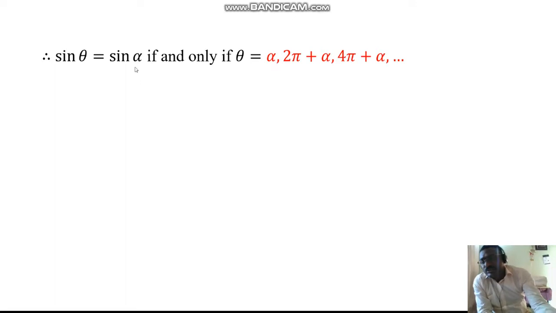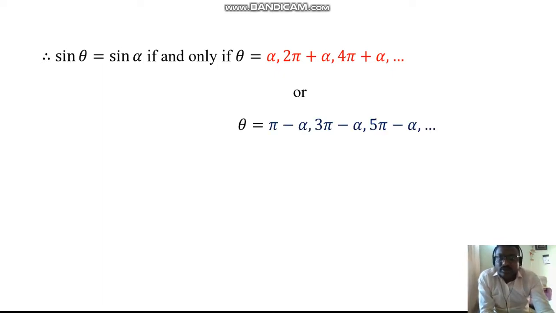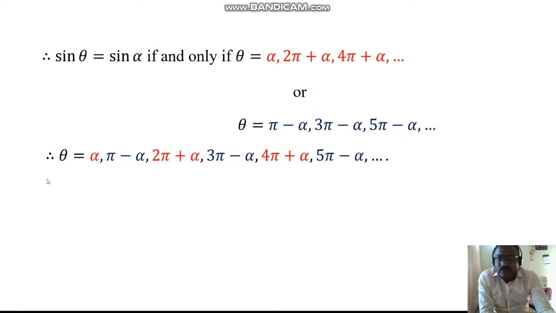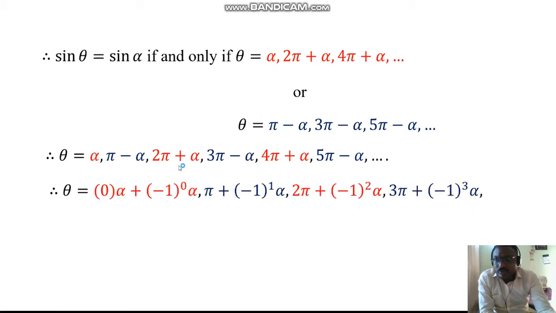Therefore sin theta is equal to sin alpha if and only if theta is equal to alpha, 2 pi plus alpha, 4 pi plus alpha, and so on, or theta is equal to pi minus alpha, 3 pi minus alpha, 5 pi minus alpha, and so on. Therefore theta gets the values alpha, pi minus alpha, 2 pi plus alpha, 3 pi minus alpha, 4 pi plus alpha, 5 pi minus alpha, and so on.